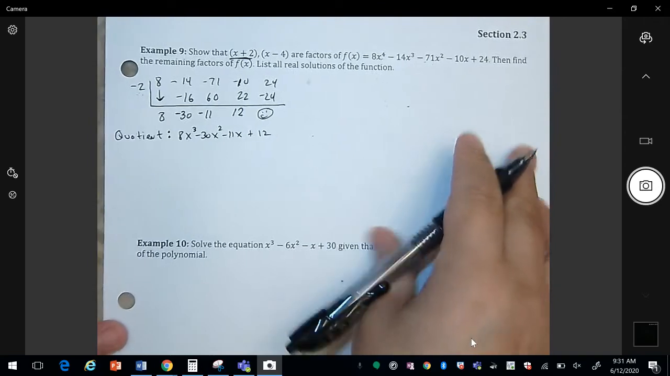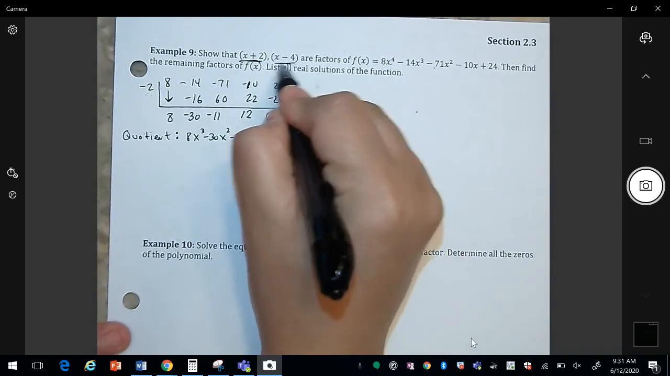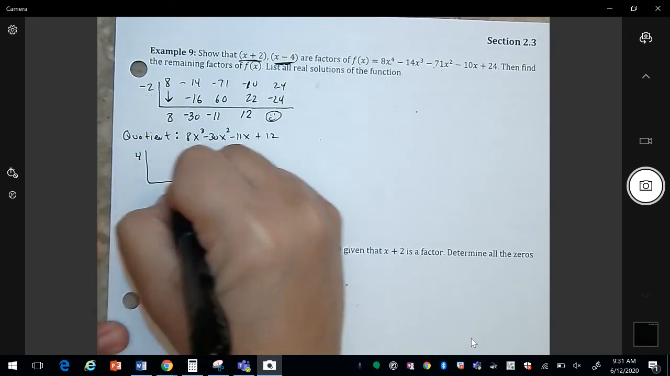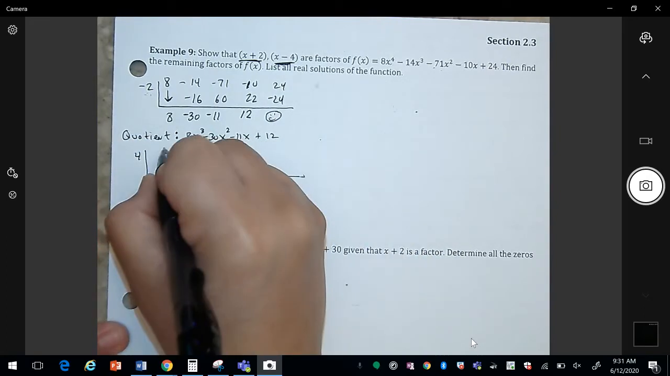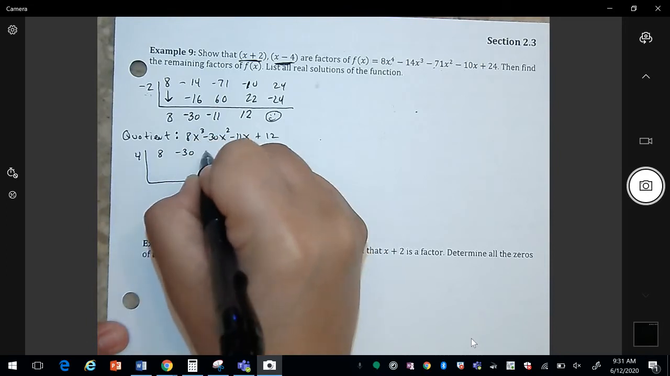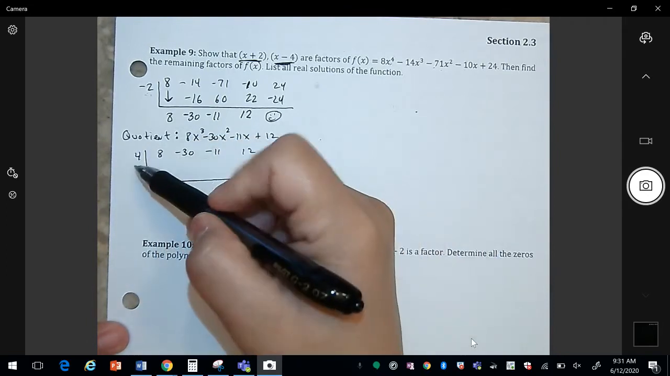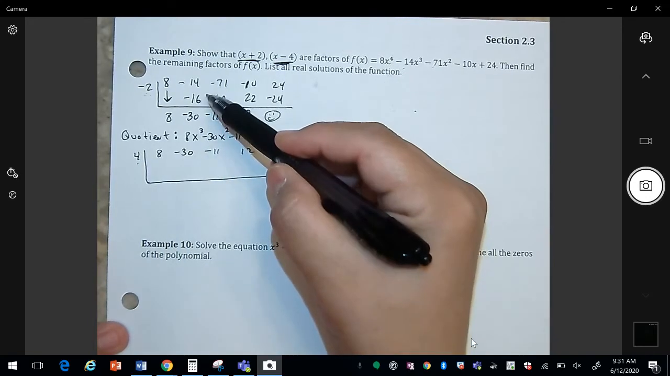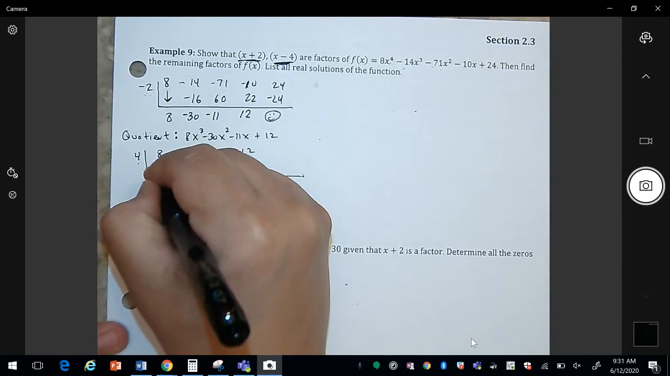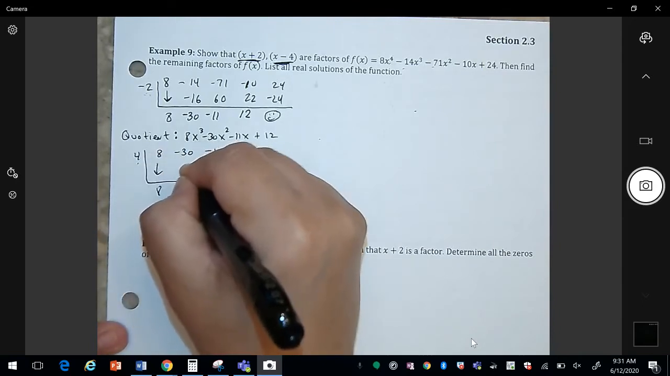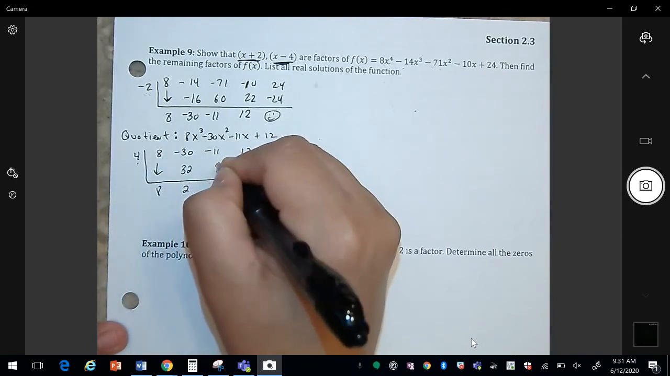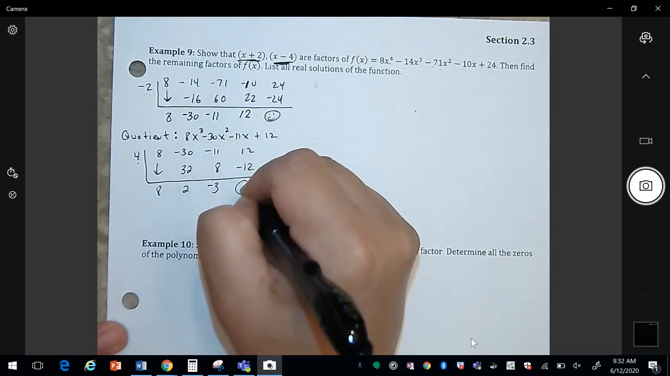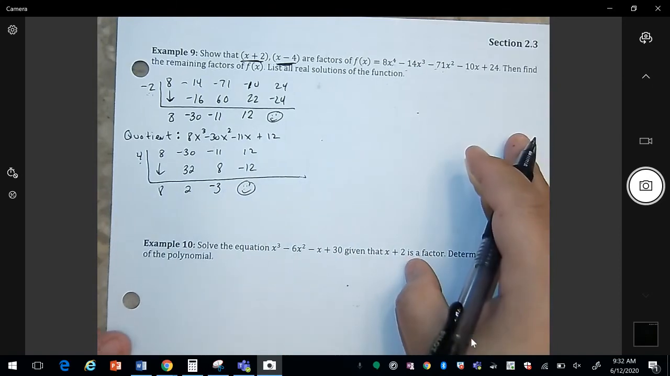So now we use this quotient and we look at the second 0 they give us. It says minus 4, so I'm going to use a positive 4. And I'm going to use these coefficients. So 8, negative 30, negative 11, and 12. You could have used the 4 with the original, but since we're trying to break it down, that's why we're doing 2 synthetic divisions. So we bring down the 8. 8 times 4 is 32. 4 times 2 is 8. Plus negative 11 is negative 3. Negative 12 gives me 0. So that makes me happy there.